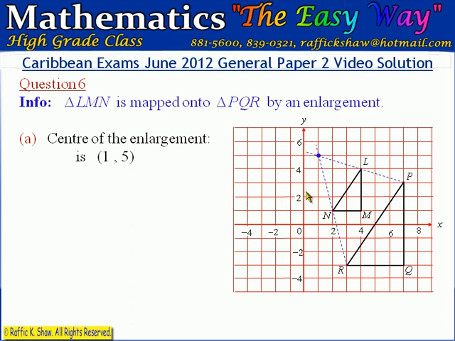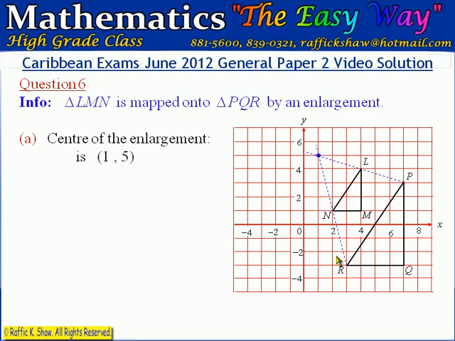Now I want to make a point of the scale factor again. Now if you notice this image point P from the center of the enlargement, it is twice the distance as the distance of L from the center of the enlargement. The distance from the center to P is twice the distance from the center to L, and also the distance from the center to R is twice the distance from the center to N, and so that also is indicating that the scale factor is 2.